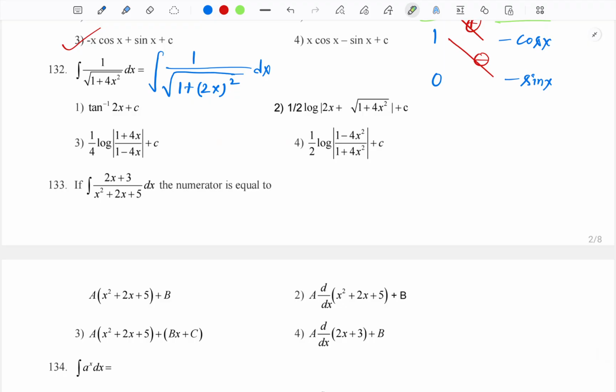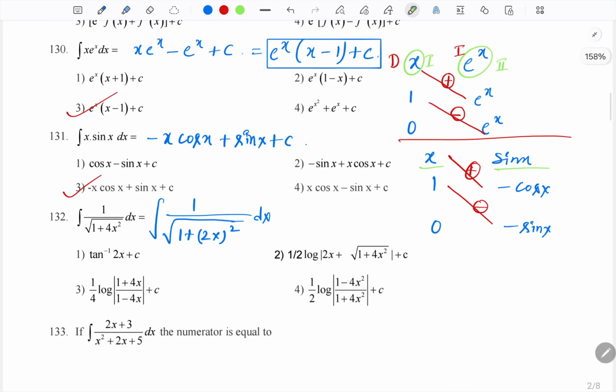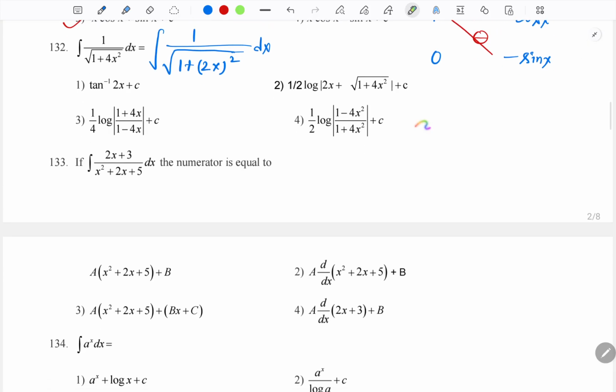It's correct, students. Now, the integral of 1 by a square plus x square dx gives 1 by a tan inverse x by a. But whenever there is an under root, right?